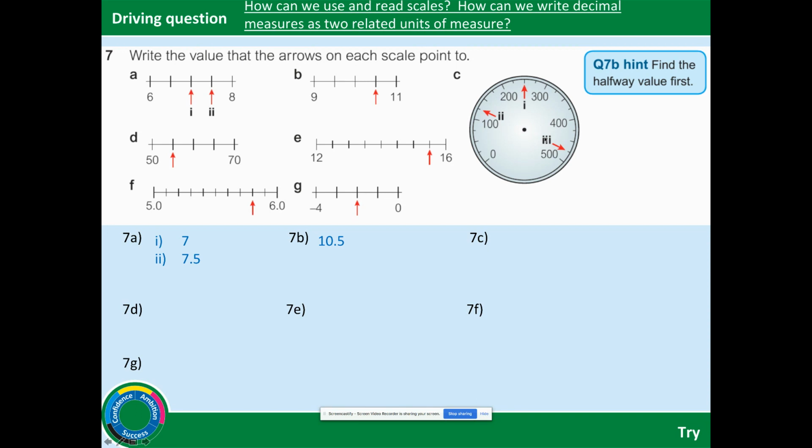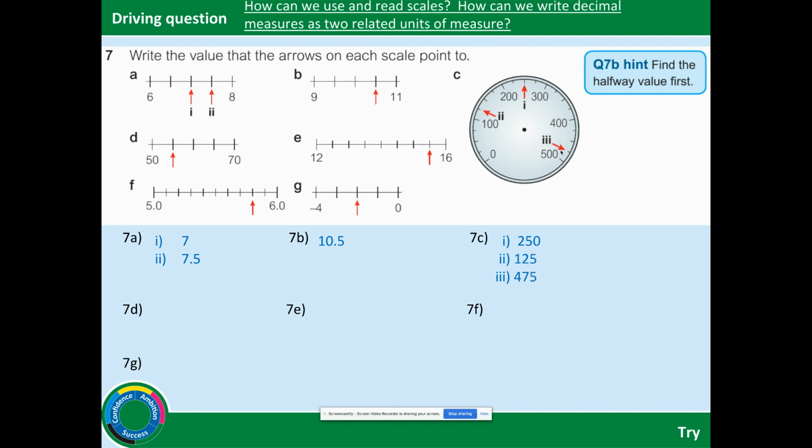Part 3, halfway between 400 and 500 is 450, but this time we're getting bigger, so halfway between 450 and 500 is 475.